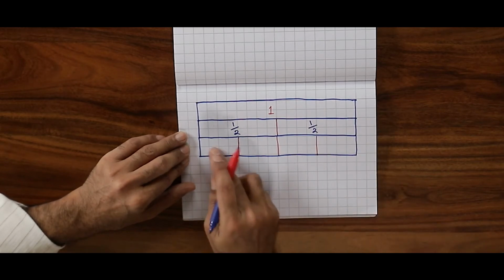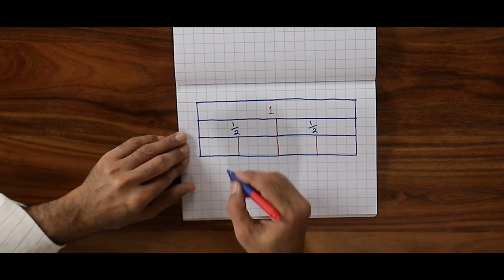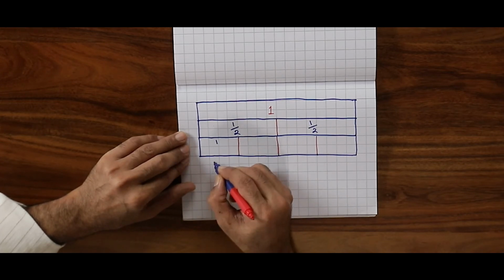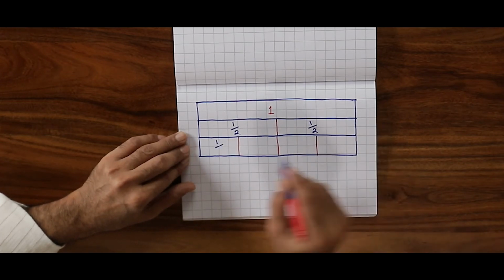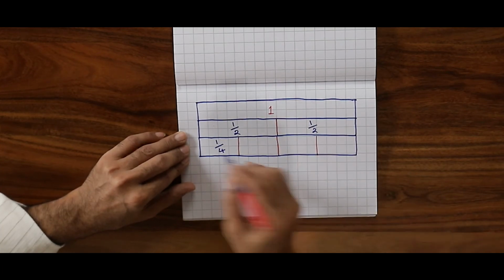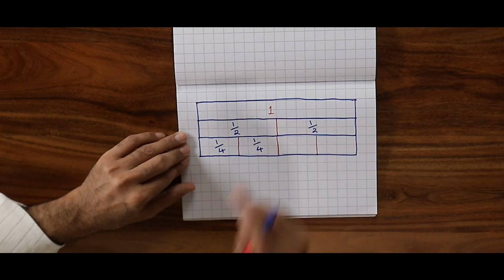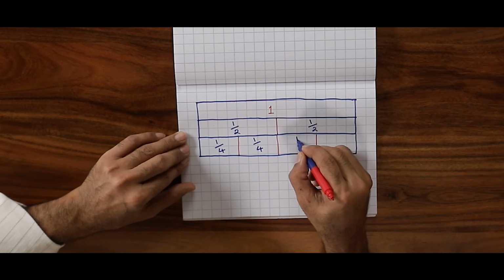how many parts are there now? 1, 2, 3, 4. 4 equal parts. So, this is 1 of the 4. How many do we have in total? 1, 2, 3, 4. So, one part is 1 of 4. Therefore, this is 1 of 4 equal parts.